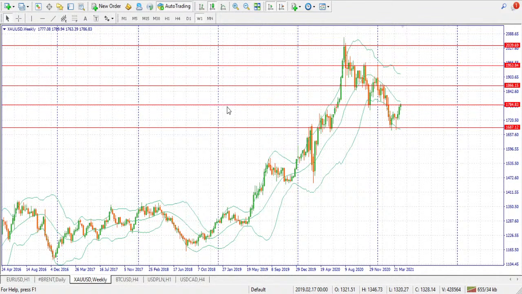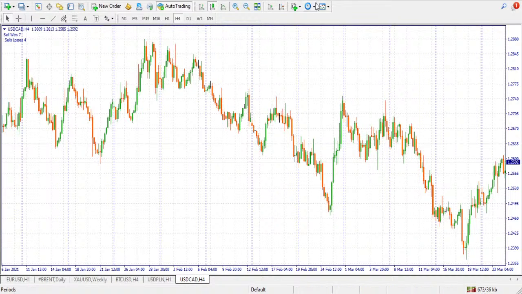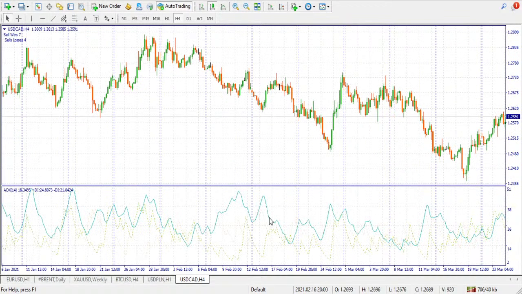We will look at the ADX indicator. Let me put a new chart on my screen. To get the ADX indicator, just go to the insert menu, then go to indicators, then move to trend, and look for average directional movement index. This is how it looks by default.